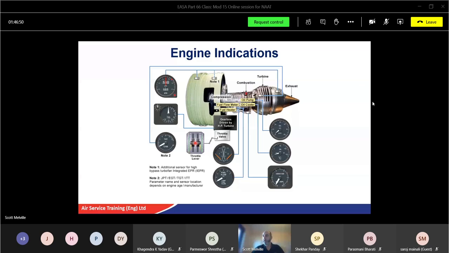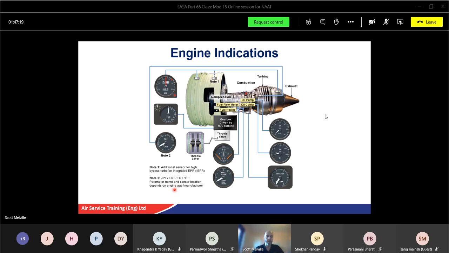Again, for the turboprop, that would probably be a fixed turbine one. You've got temperature from both engines, your fuel flow, vibration, oil temperature, oil pressure, etc., and as many as required. Okay, some additional sensors again for EPR, IPR, JPT, jet pipe temperature, EGT, engine gas temperature, turbine gas temperature, intermediate turbine temperature. It depends on the engine. How many you have all depends on the type, more or less as appropriate.